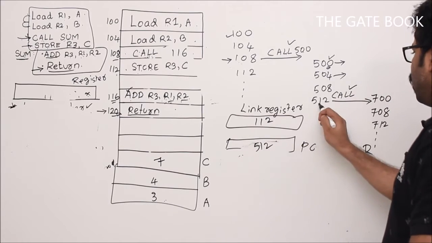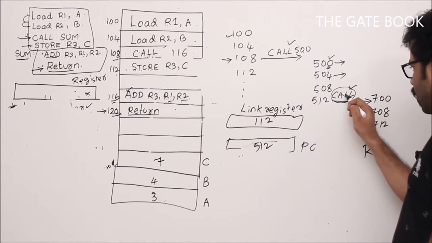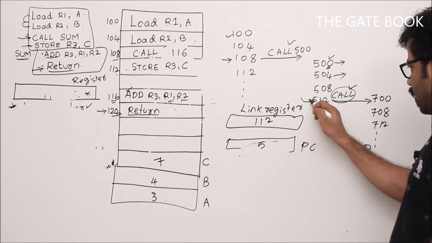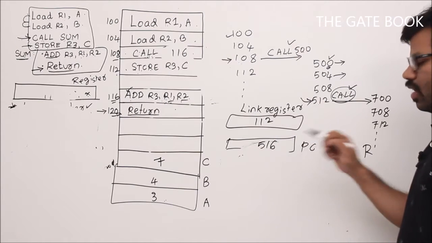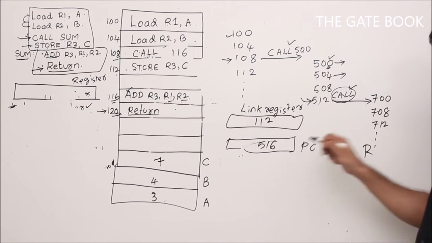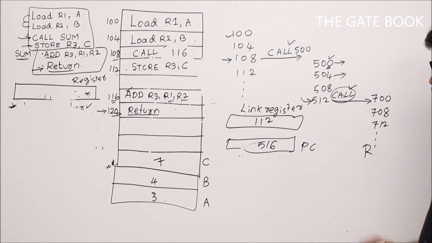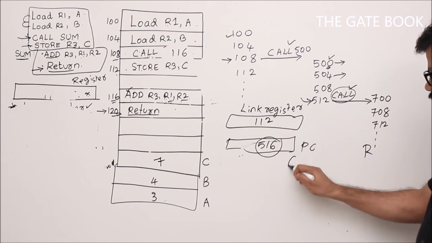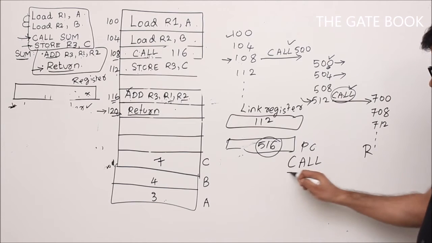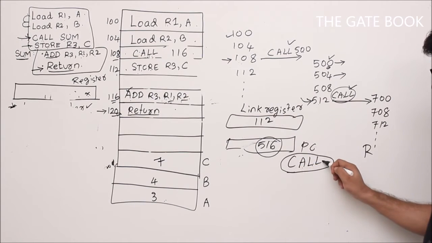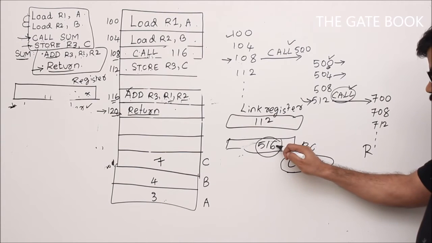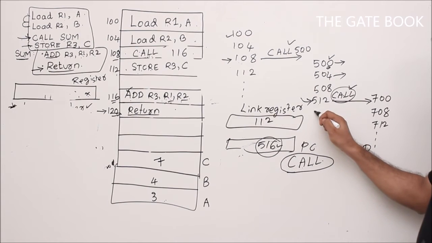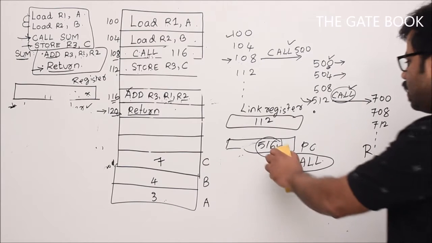Suddenly there is a call, right? So when you execute this call instruction, first of all, we know that because of this instruction the program counter will also be normally updated, to 516. But still the call is not completely done. What is the meaning of executing a call instruction? The next program counter value, which is 516, correct or not? That should be stored in the link register.